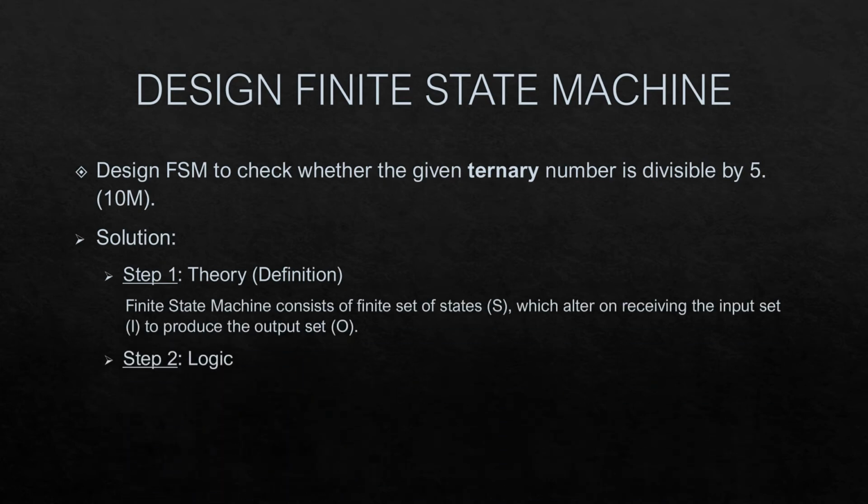Step number 2, logic. Now since the number system that we are dealing with is ternary, there are going to be three numbers in our I, that is the input set: 0, 1 and 2. Next, our O will still remain Y and N unless and until mentioned otherwise in the question. And finally, S will become QS to Q4, QS representing our start state and Q0 to Q4 representing the remainders that we can get when we divide any number by 5.